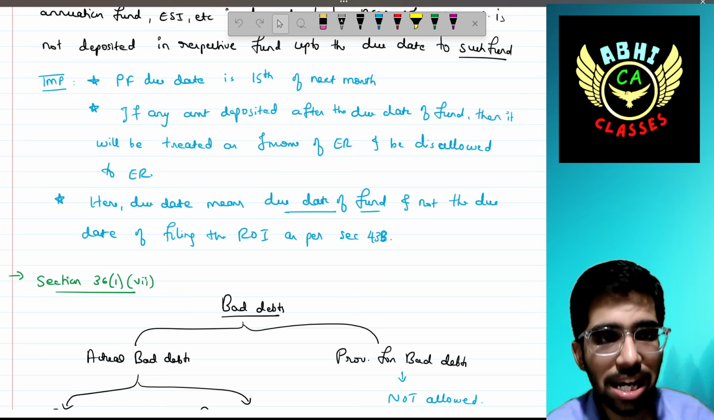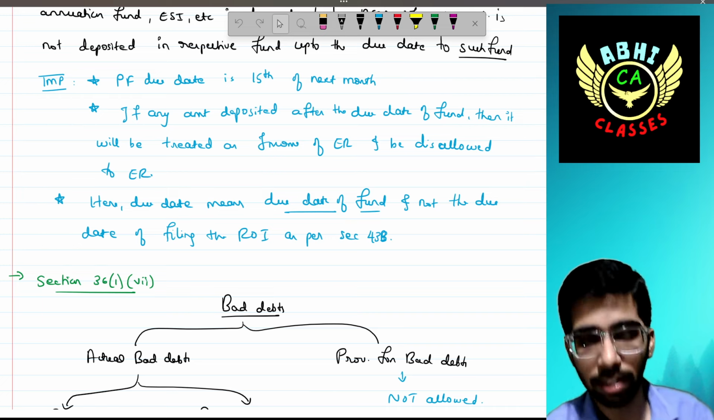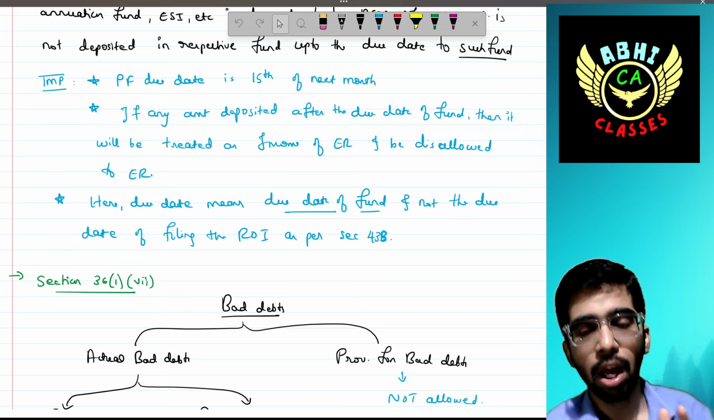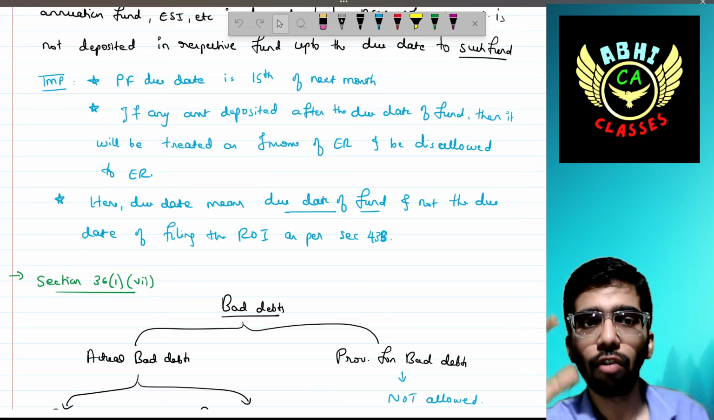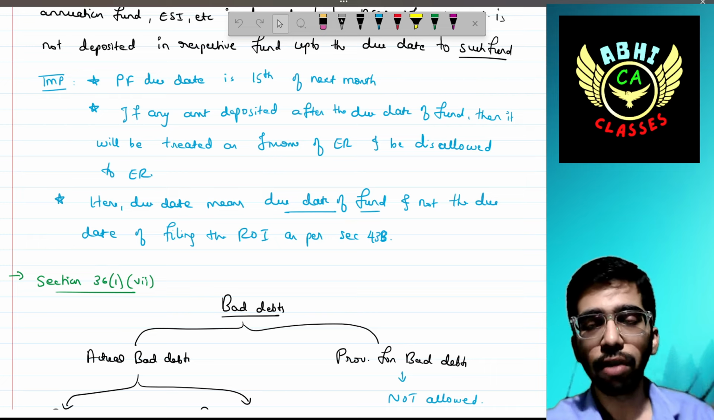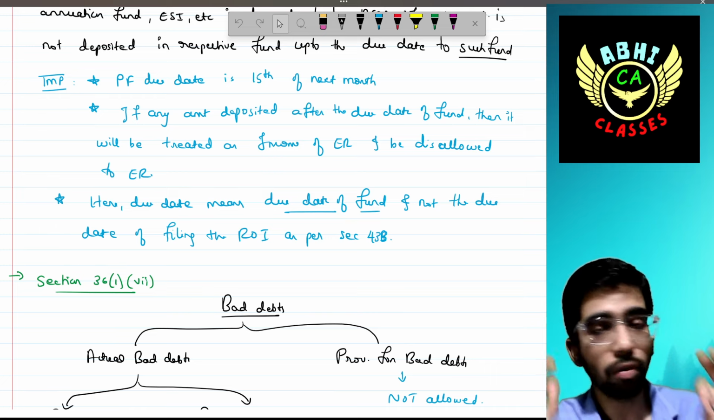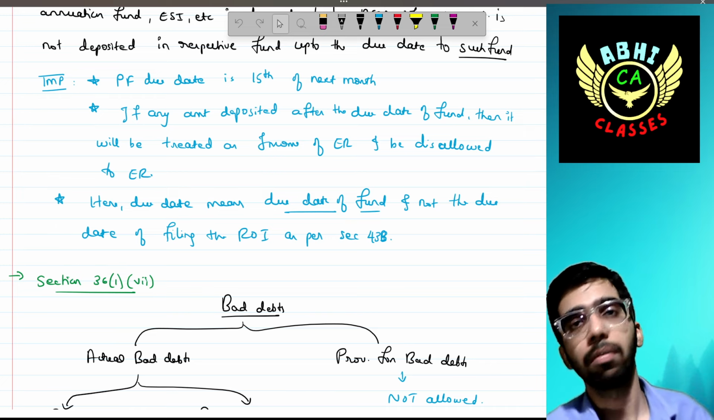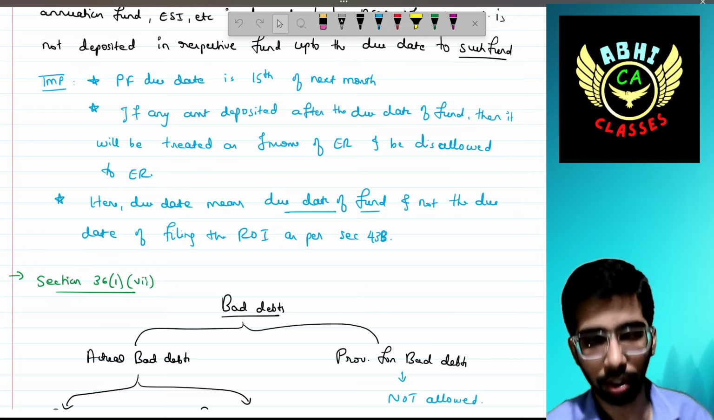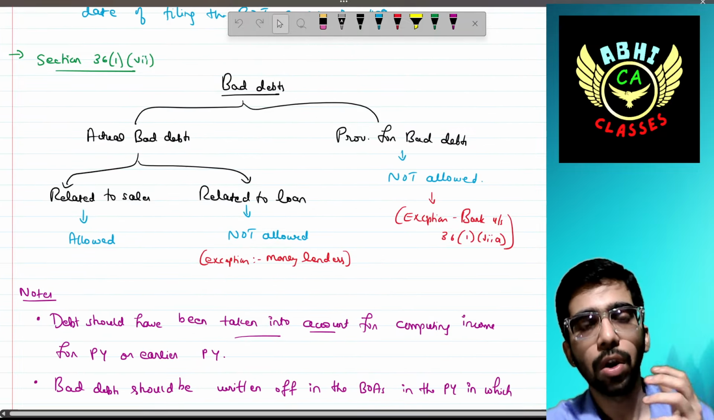Okay, and here the due date means the due date of the respective fund, the due date of ESI, of PF, of superannuation, and not the due date of filing the return of income. Return of income due date is 31st March or 31st October. It is not the due date of income filing. Here we are talking about the due date of the respective fund. Please remember that.